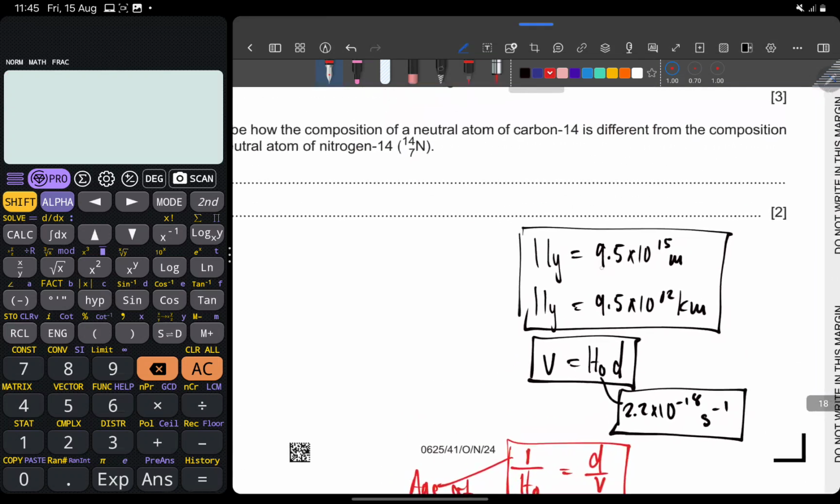2.2 times 10 to the negative 18, 9.5 times 10 to the 15. Do not forget these ones. We need you to remember them, because you're going to use this one to find D. How do you get D? You multiply the number of light years by what 1 light year is in meters or in kilometers, depending on what you need it in. And you are done. Now let's keep going. Let's do some questions now, and let's see how it goes.